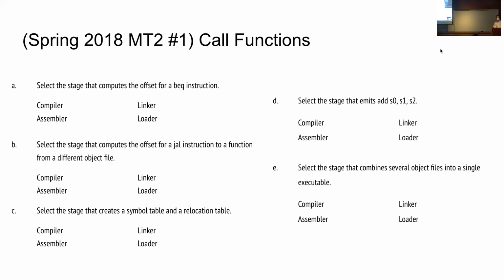For D, select the stage that emits add register S0, S1, S2. What do we think? Like output, that's its output, the file that would contain that. Compiler, exactly. Think C to RISC-V in this instance. And then finally E, select the stage that combines several object files into a single executable. Linker. Yeah, exactly. Again, multiple things, multiple files, linker.